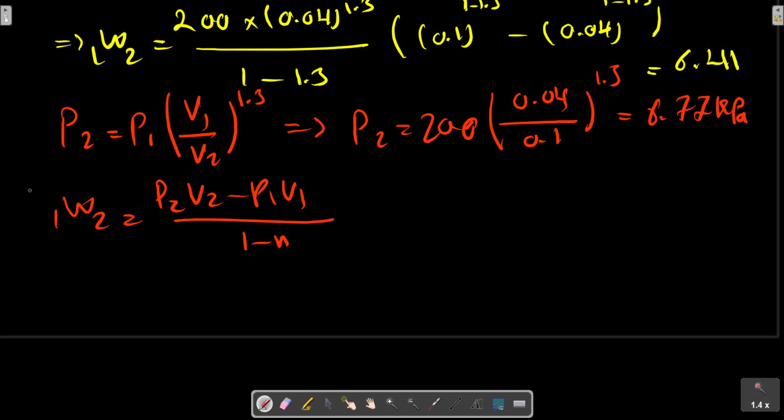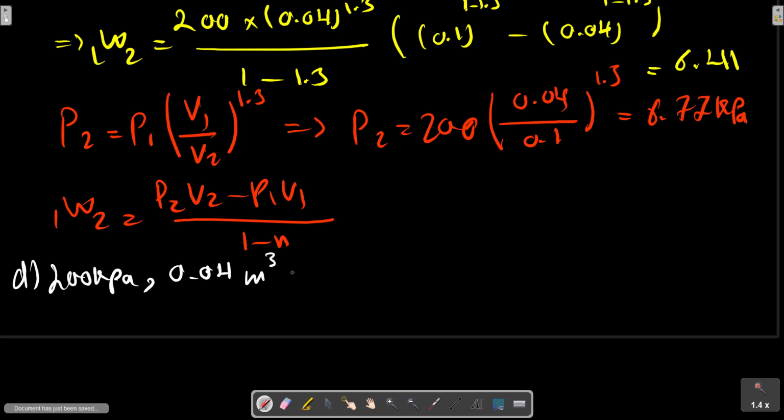And part D, consider the same system as in the first example, but let the piston be held by a pin so that the volume remains constant. In addition, let heat be transferred from the system until the pressure drops to 100 kilopascal at the same volume.